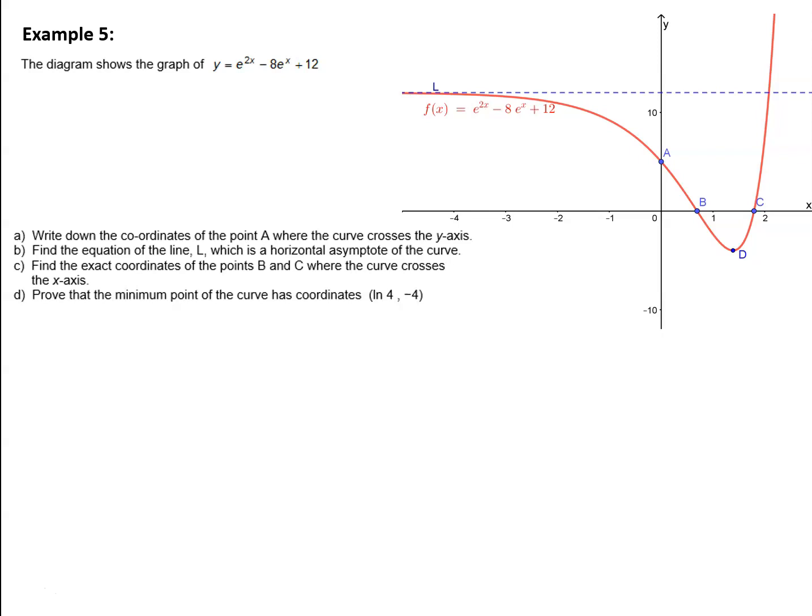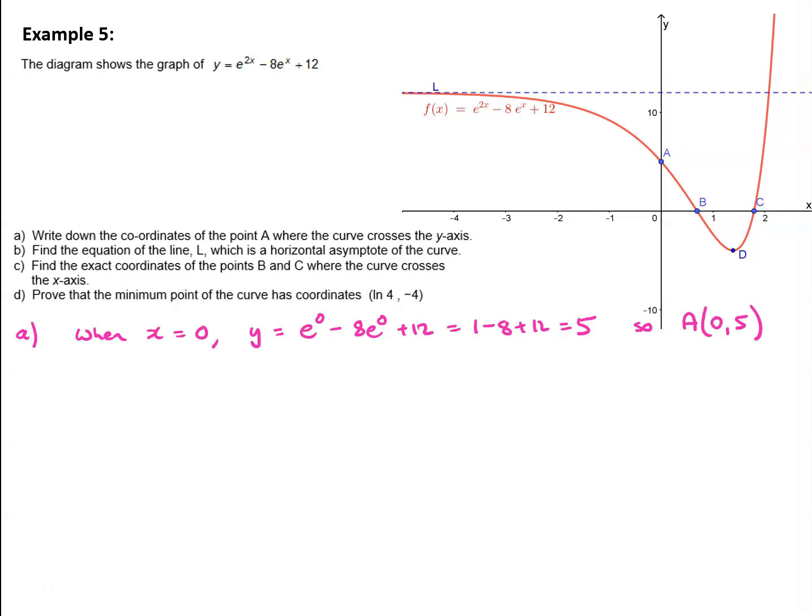So first of all, we've got to write down the coordinates of the point A, where the curve crosses the y-axis. That's nice and straightforward because the point A is where the x-coordinate is 0, so we can say that y is e to the 0 minus 8e to the 0 plus 12, and provided we remember that e to the 0 is equal to 1, that gives me y must equal 5. So A is the point (0, 5).